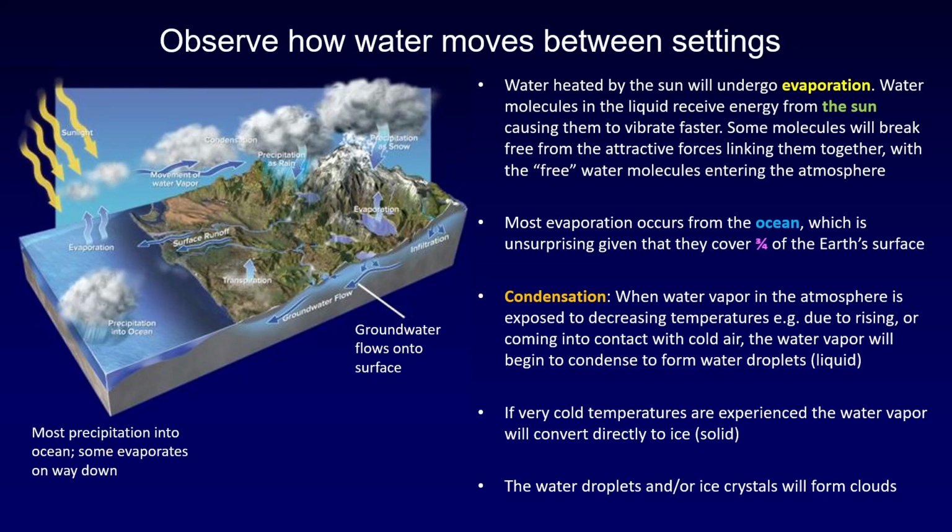However, if the air is exposed to very cold temperatures, the water vapor might just exit the air and turn directly into ice crystals. Now, to be clear, once again, these water droplets and ice crystals are suspended in the atmosphere. They aren't going to drop out, and they are the main material that forms the clouds that we see in the sky.